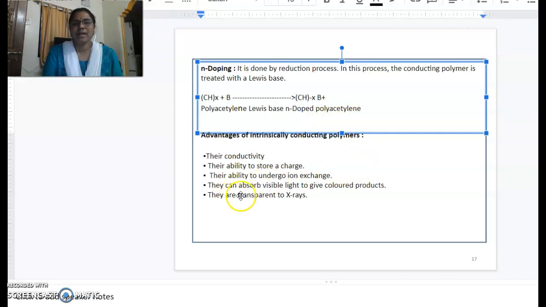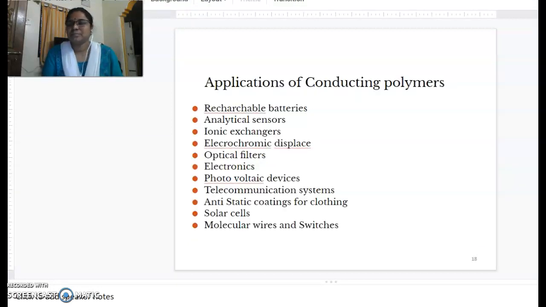So what are the advantages? They have conductivity, they have storage and charge, ability to undergo ion exchange, right? And they can absorb visible light to give colored compounds, and they are transparent to X-rays, right?